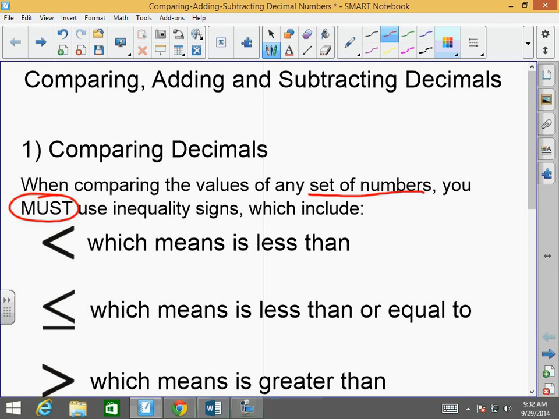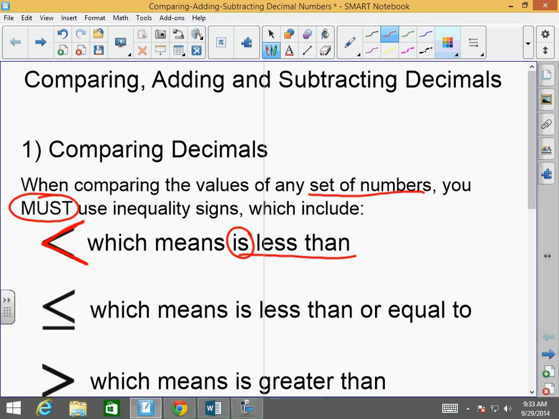Less than. This is my less than symbol. It means is less than. Notice that I put the word is in front of it. Is lets you know that there is an equality. Is means equals. You guys are taking algebra as well. When I say is less than, that means that I have the less than symbol.